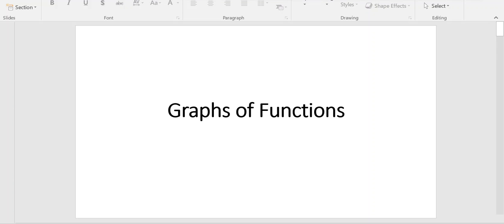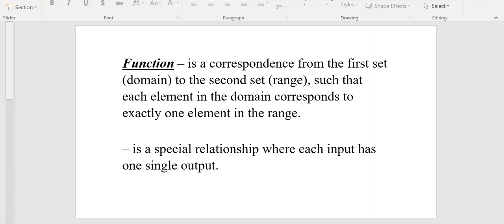Okay, class, right now we are going to talk about graphs of functions. In the previous videos, we talked about the definition of functions and we saw some examples of functions. Now, it is a correspondence from the first set, which is called the domain, to the second set called the range, such that each element in the domain corresponds to exactly one element in the range. And we also said that it is a special relationship where each input has one single output.